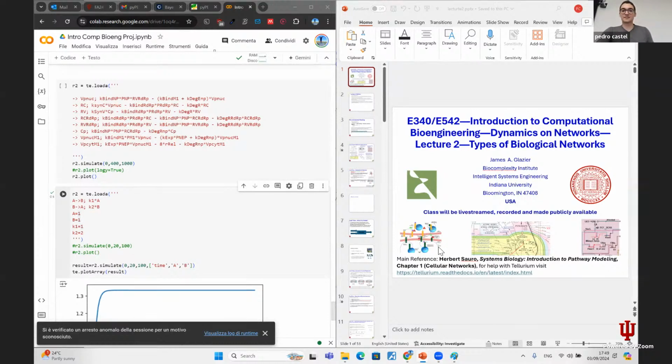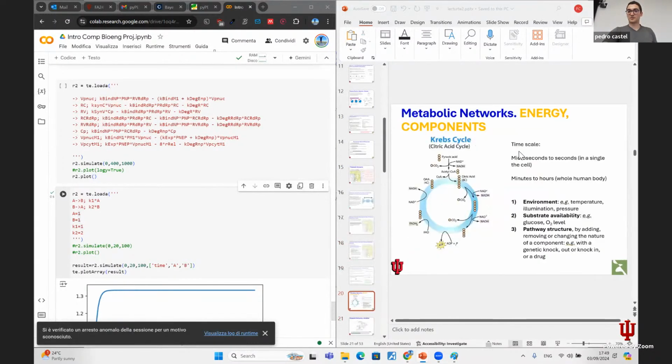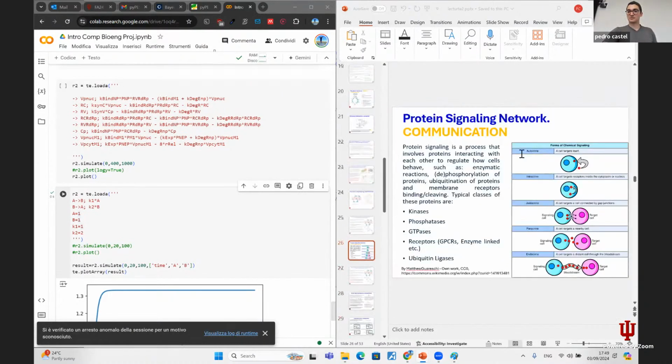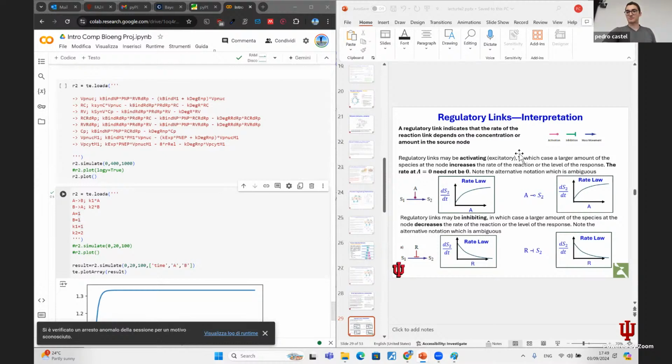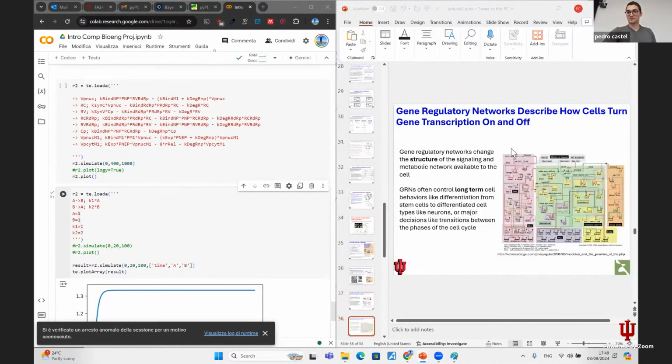So last class, James taught you guys to run Tellurium locally. Is that right? No, I just know how to run. Okay, fine, that's perfect.